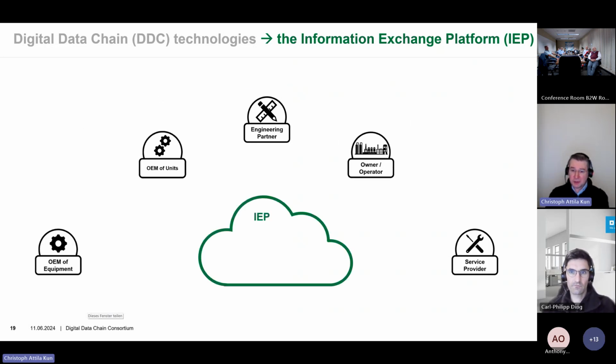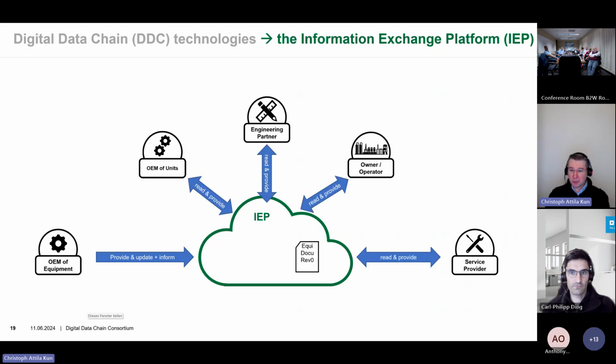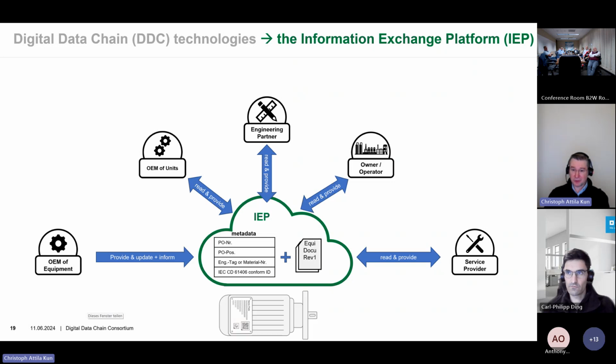And we went on and used the IEP concept. So that means the first one in the row places the information on the platform, and everybody who has a stake in the topic will have access to it. So that means we don't copy the information and send it to each other. We have it in one central location and we just provide access to it. And we use the metadata to easily search and find the documents.